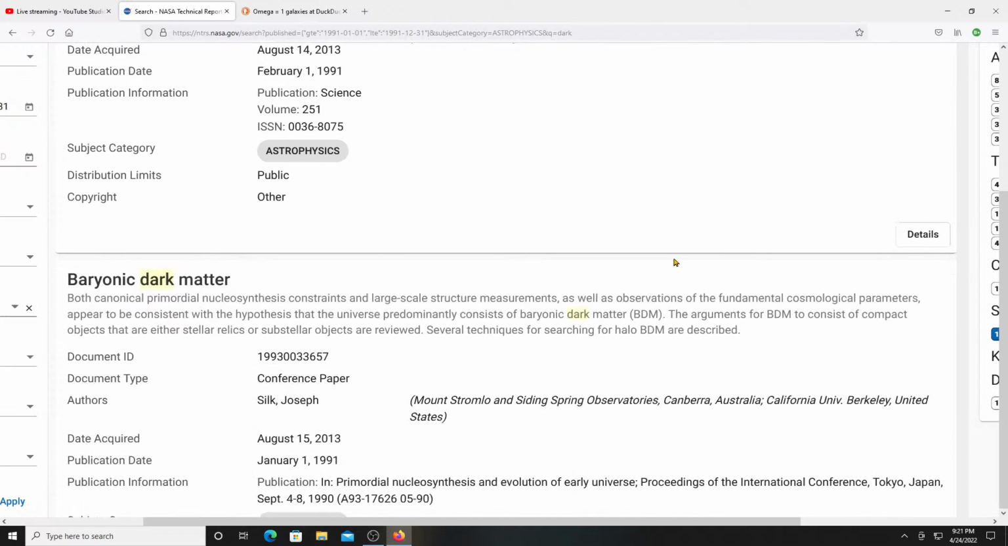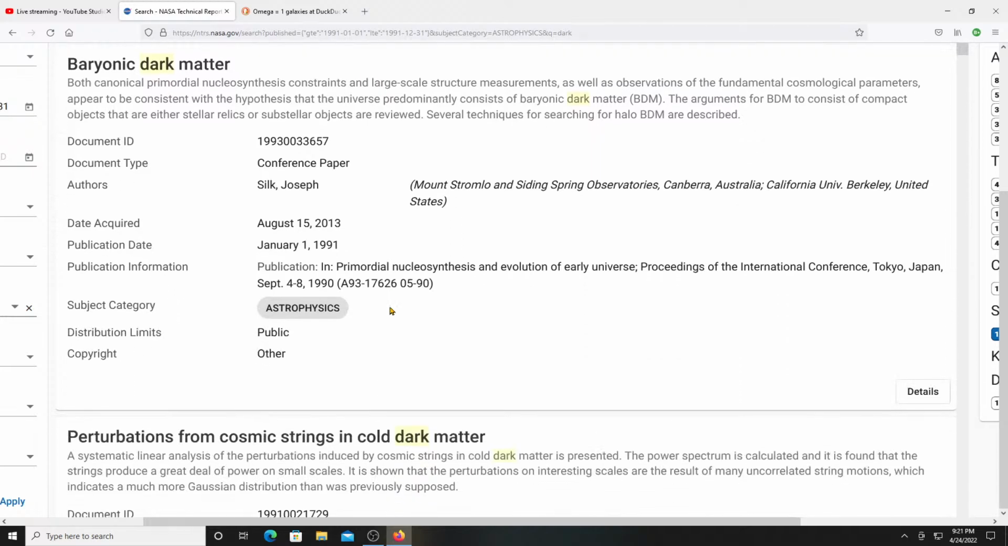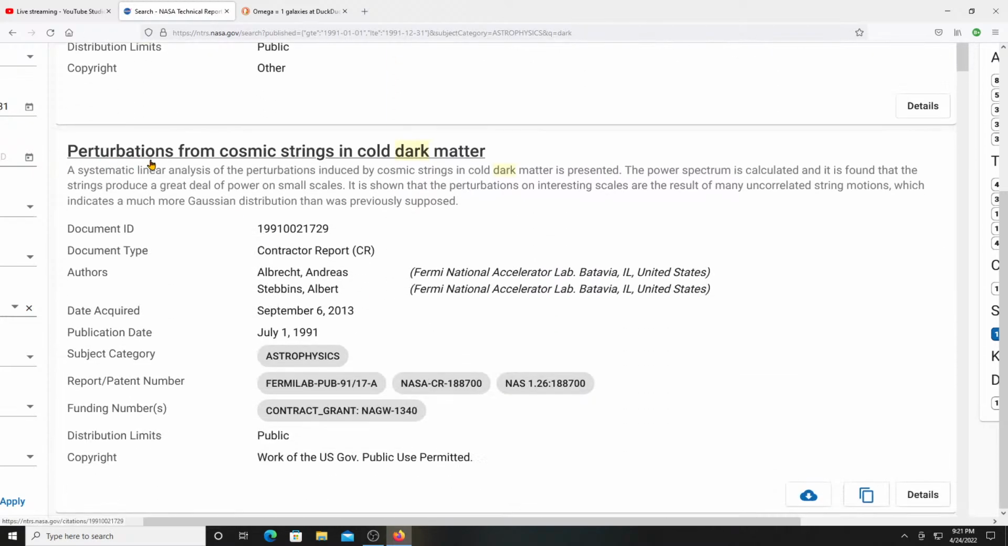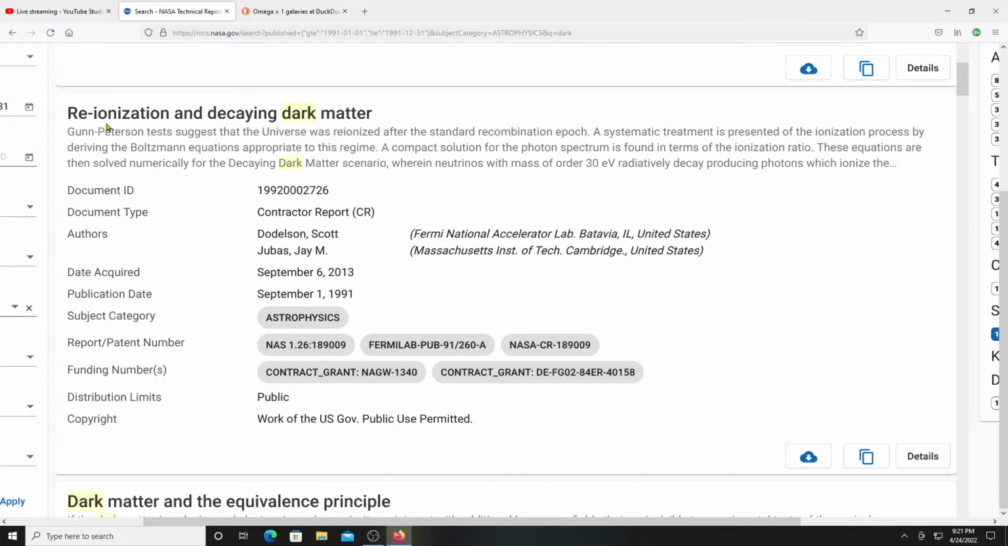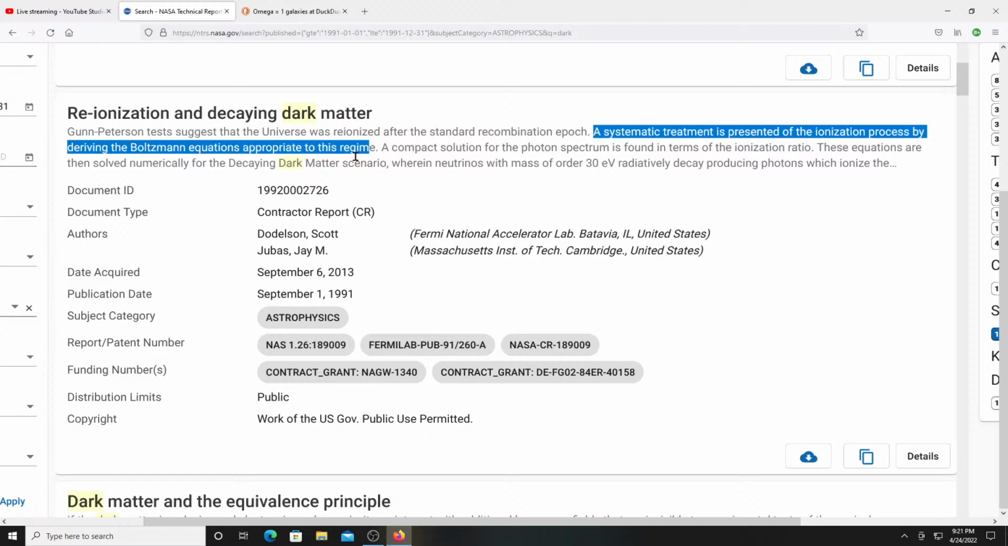You all look at this. We're talking about all this stuff. Baryonic dark matter, perturbations from cosmic strings in cold dark matter, reionization and decaying dark matter. They suggest the universe was reionized after the standard recombination epoch. A systematic treatment is presented in the ionization process by deriving the Boltzmann equations to the regime. So they, what do they want to do?